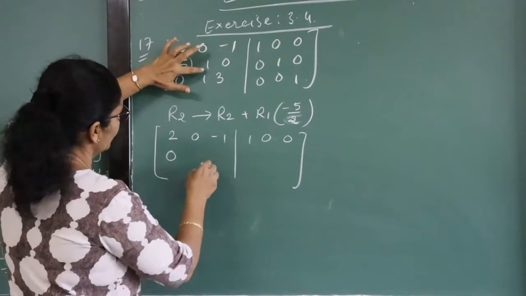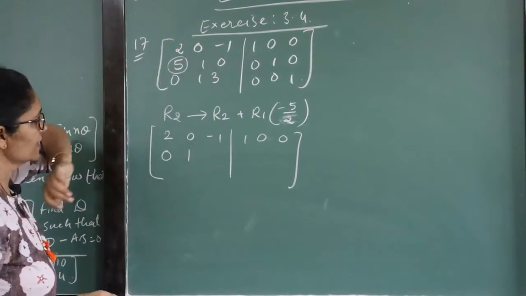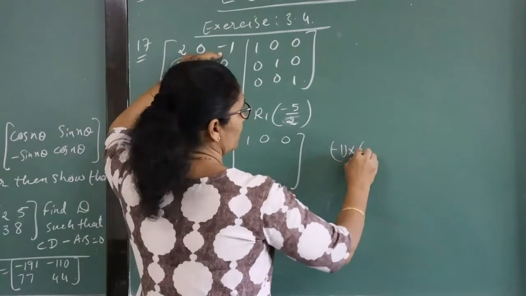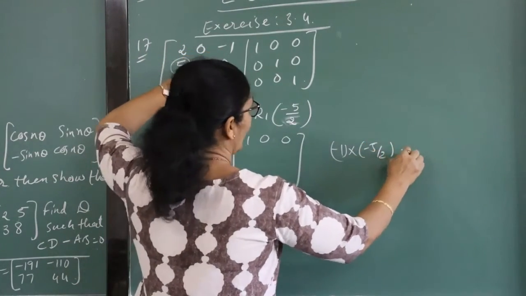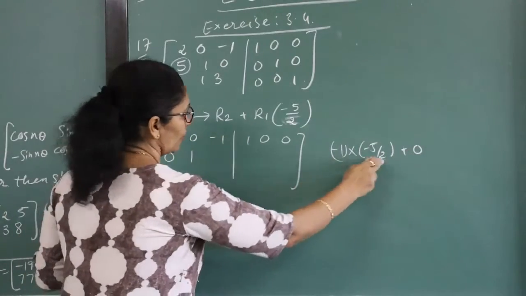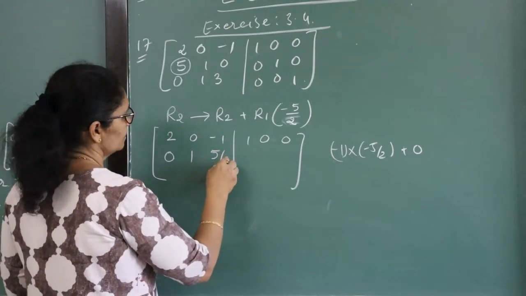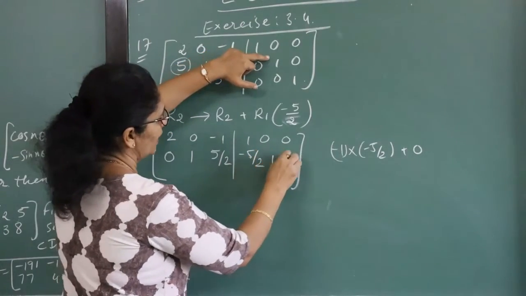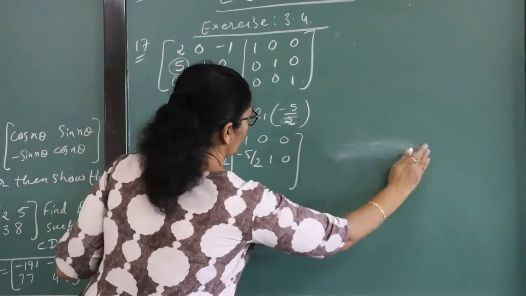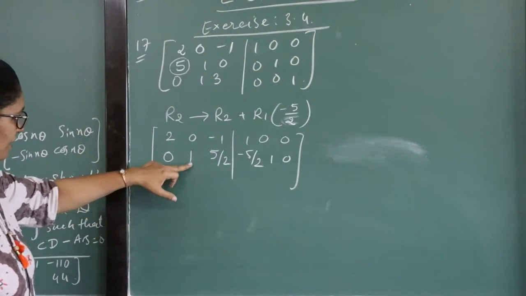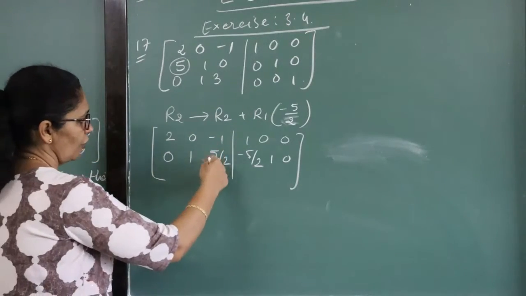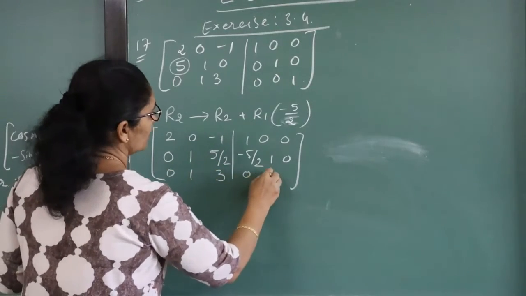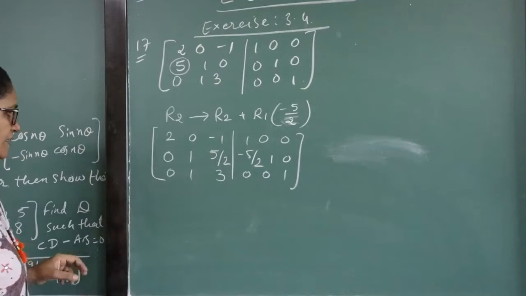If you multiply any term by 0, it doesn't matter, you get the same answer. Now multiply minus 1 with minus 5 by 2 and add in 0. What do you get? Plus 5 by 2. Now in a similar way here, minus 5 by 2, 1 as it is, and 0. Now what to do next? We get this term, but here also we want 0. So before we proceed, we will write our third row as it is.